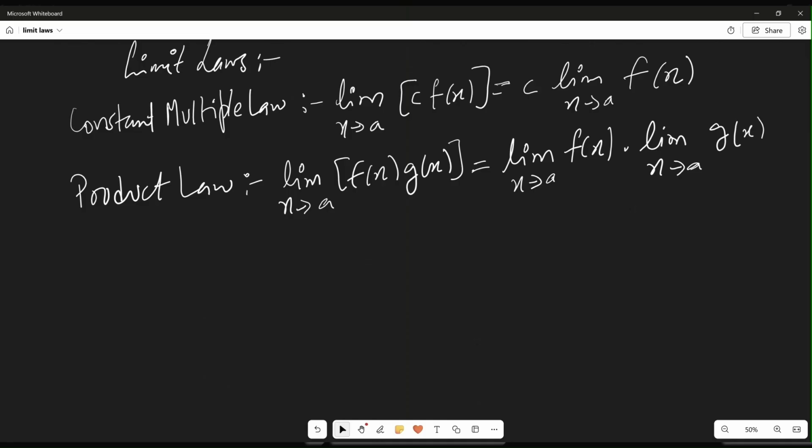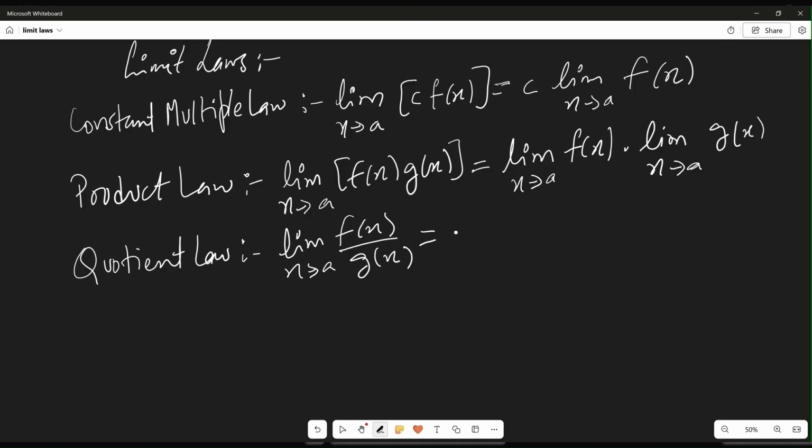And the third one we're going to look at in this video is quotient law. The limit of a quotient is the quotient of the limits, and how do we write this? The limit of f(x) over g(x) is equal to the limit as x approaches a of f(x) divided by the limit as x approaches a of g(x).